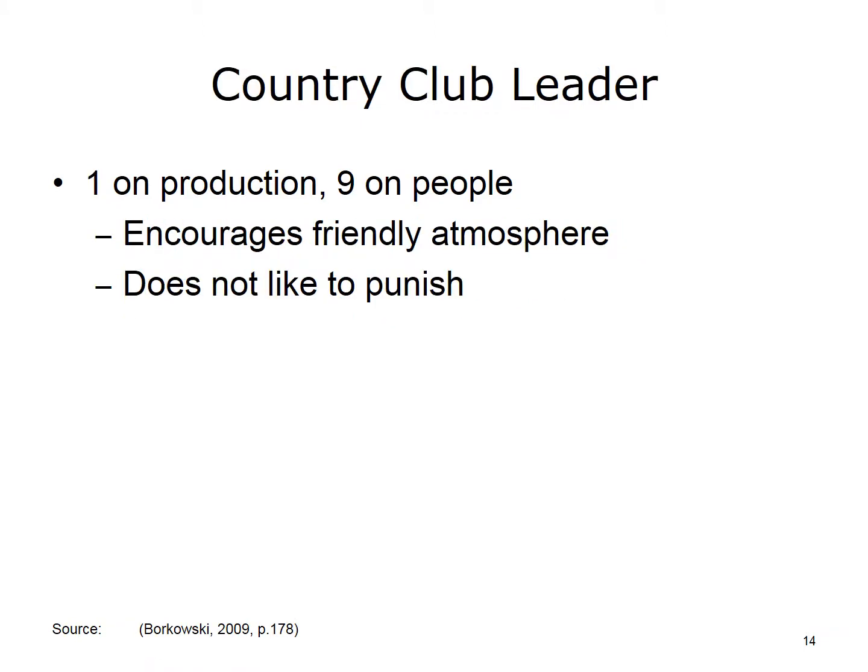When focusing on the country club leader, we see that this type is represented by the number 1 on production and 9 on people. A country club leader scores very low on task, but very high on relationships. This type of leader is concerned with ensuring that employees' needs are met and that the work environment is comfortable and friendly. Since the focus is centered on people rather than on productivity, this type of leader often falls short in achieving production goals.